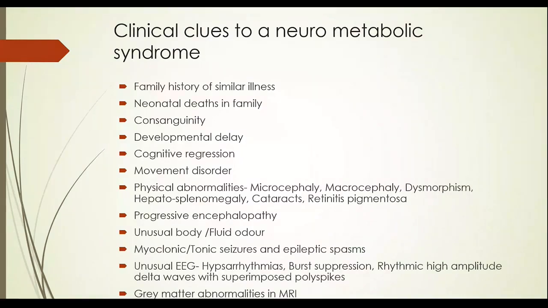So we obviously go for the family history of similar illness, and neonatal death in the family, consanguinity, developmental delay or regression, as earlier mentioned, movement disorder, physical abnormalities like microcephaly, macrocephaly, dysmorphism, organomegaly, cataracts, retinitis pigmentosa, and progressive encephalopathy, unusual body odors, myoclonic seizures and epileptic spasms, unusual EEG patterns like hypsarrhythmia, burst suppression, or high amplitude theta waves with superimposed polyspike waves, and in the MRI, agenesis abnormalities. Those are clues for thinking about neurometabolic syndrome.